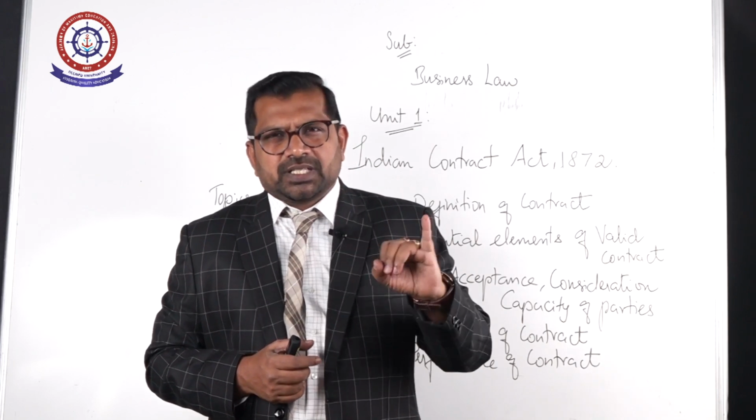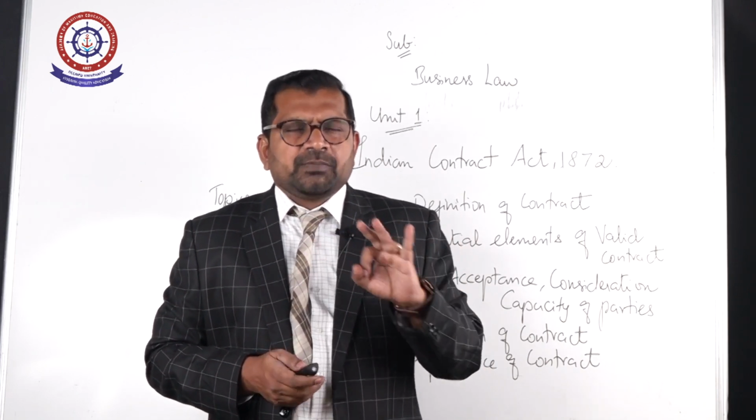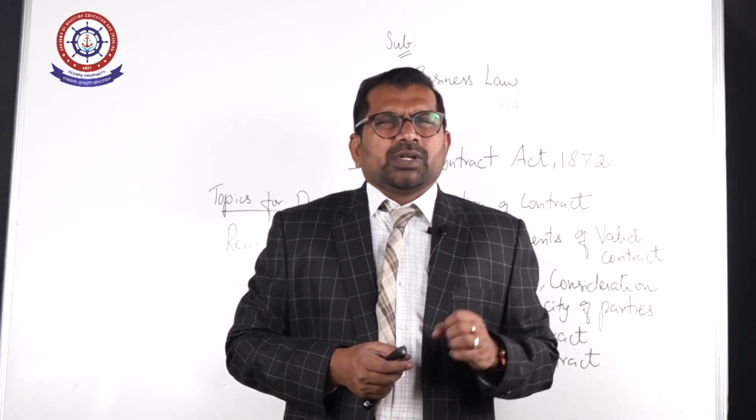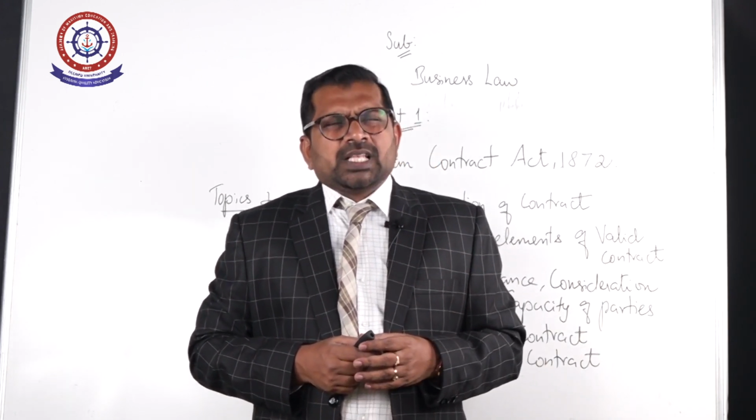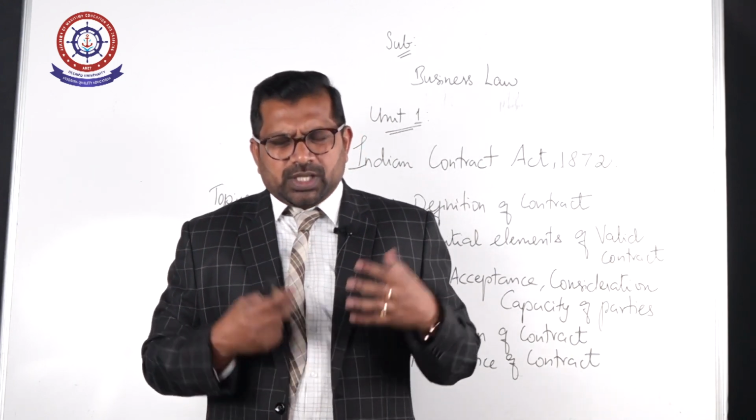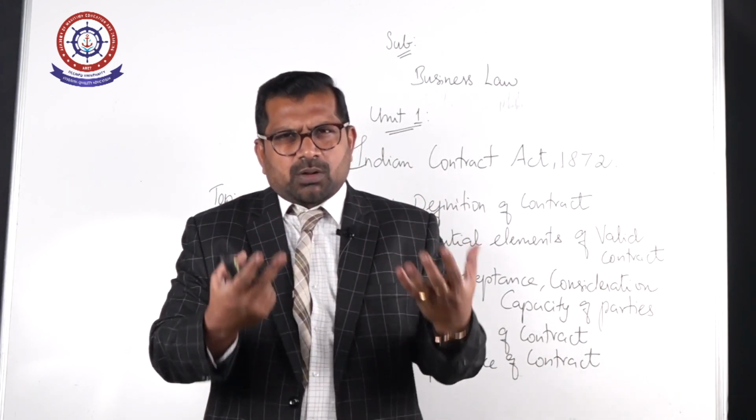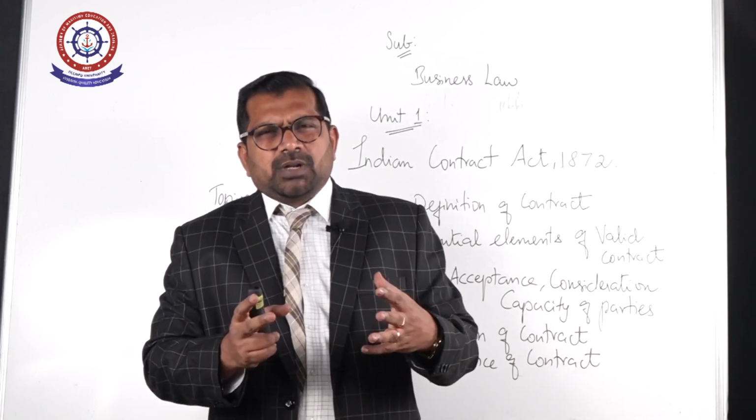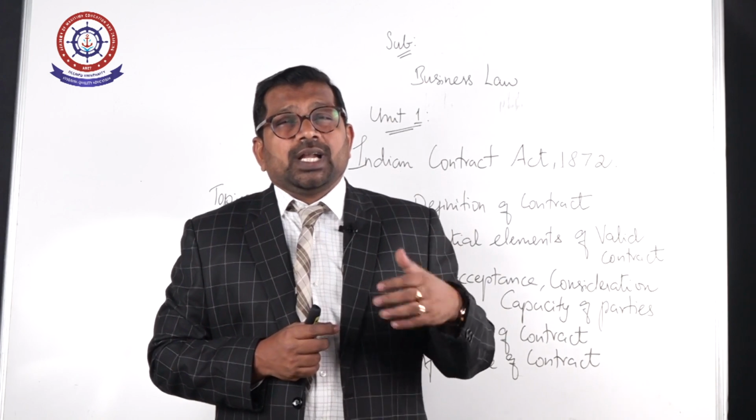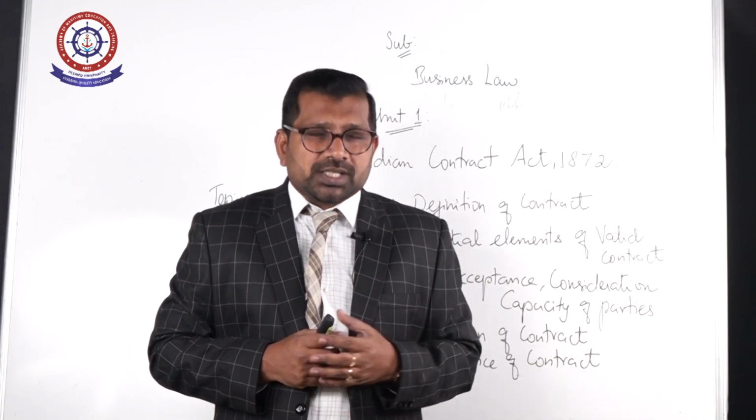So there are essential elements we have discussed so far. One is offer and acceptance. Second one is legal relationship. Third one is lawful consideration. Fourth one is lawful object. Section 23: the purpose of an agreement must be lawful. So any parties going to have a contract, the agreement must be lawful. It should not be immoral, illegal or opposed to public policy.